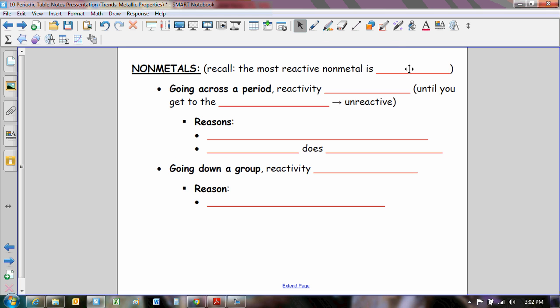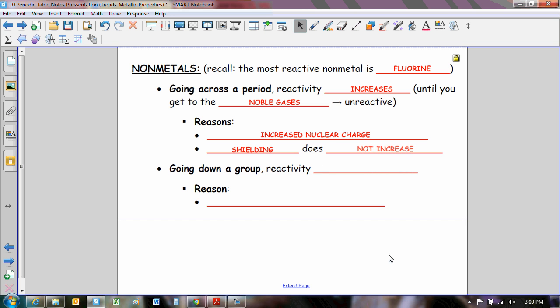Now for the nonmetals, the most reactive nonmetal is fluorine. As you go across a period, reactivity increases until you get to the noble gases, which are unreactive. That's kind of like the end of the periodicity. So as you go to the end, boom, then you start over on the next row. The reason, again, is related back to that shielding. Increased nuclear charge and shielding does not increase.